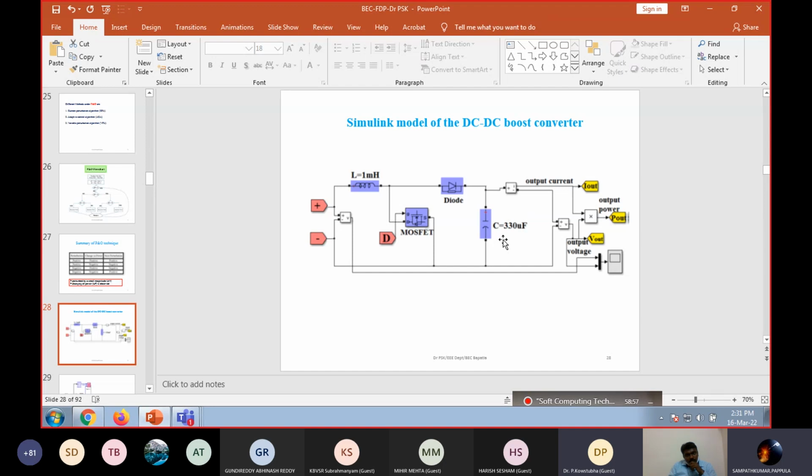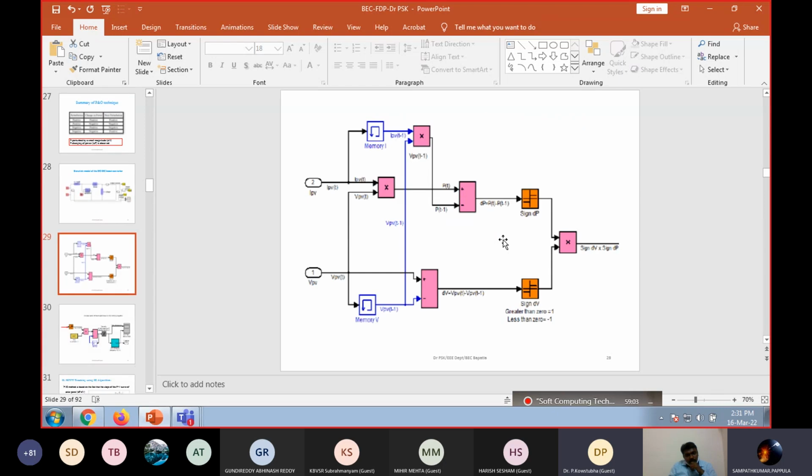This particular circuit is to be simulated by using MATLAB. We need to simulate this one. So first take the two parameters. One is the voltage parameter, another one is the current parameter. Step by step I would like to explain about this one. So first take these two values and multiply the product of these two, we will get the output power.